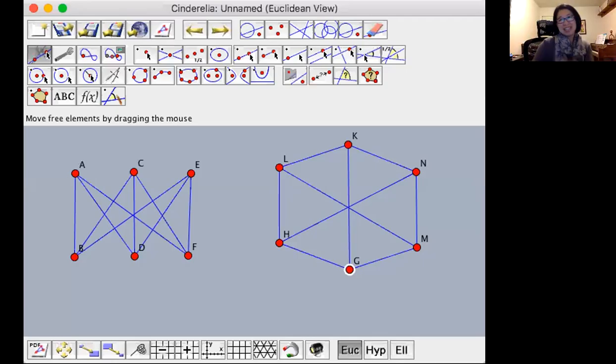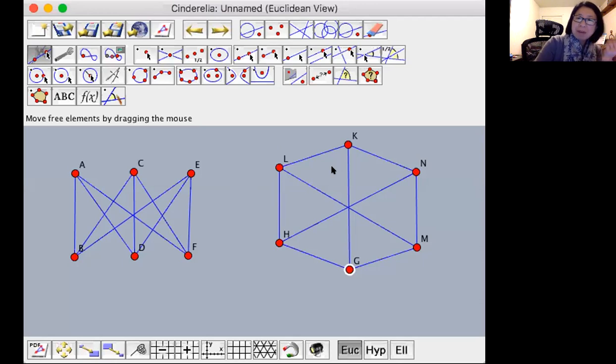Hello. In this video, I want to try to answer the question, what does it mean for two graphs to be really the same? Okay, so let's look at these two graphs that I've drawn here. They look pretty different, right? The drawings are different. If you said to a kid, are these two things the same? They'd say no, right? They look different.